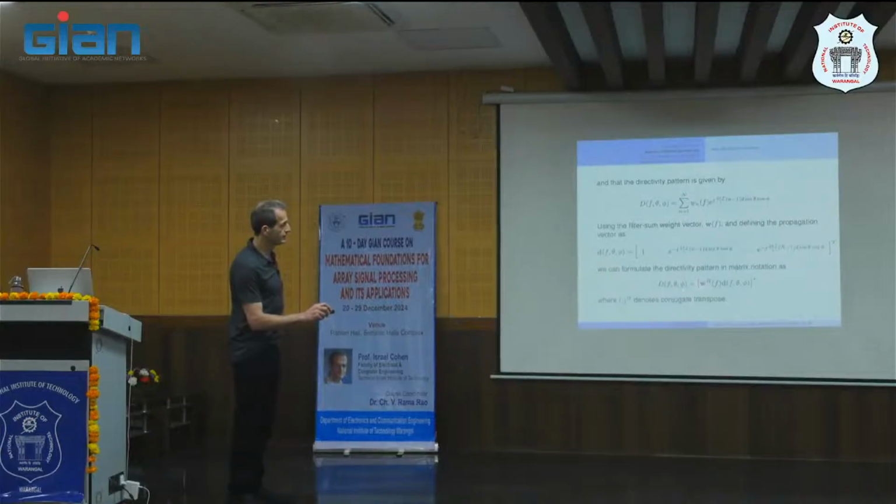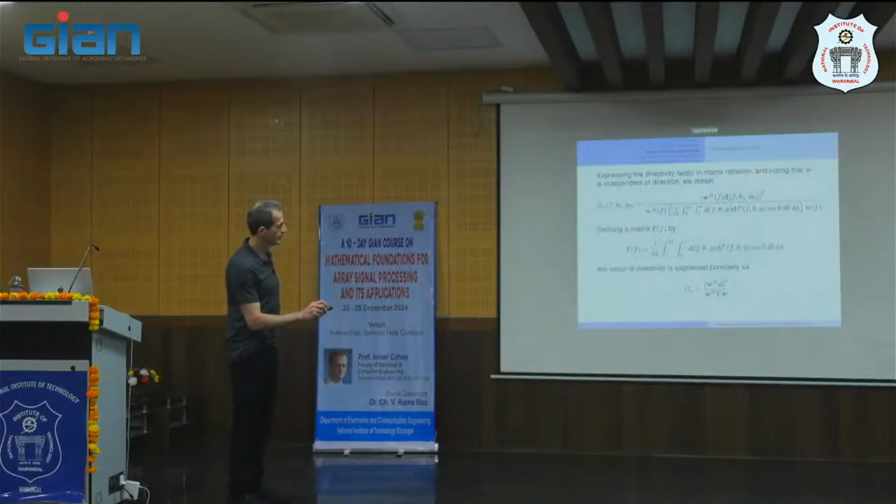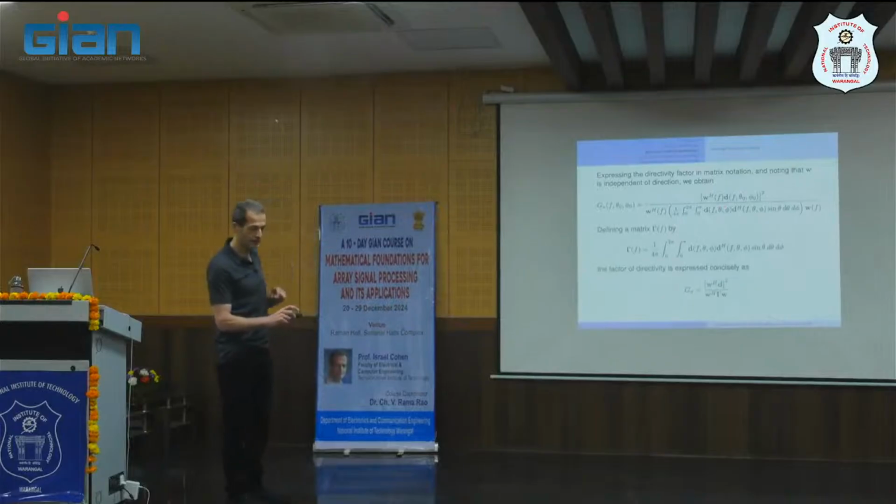like this. W transform conjugate multiplied with D. So in a vector form, it looks like this. So this summation, in a vector form, it looks like this. So we can write the directivity factor as a function of the directivity pattern using the weight vector that we multiply each sensor.